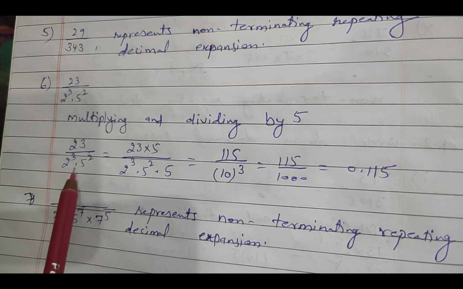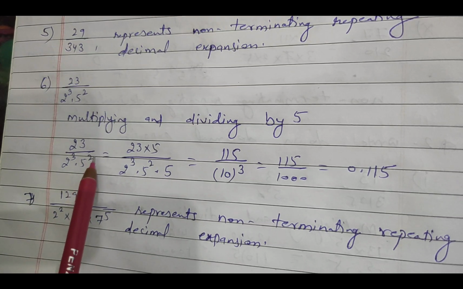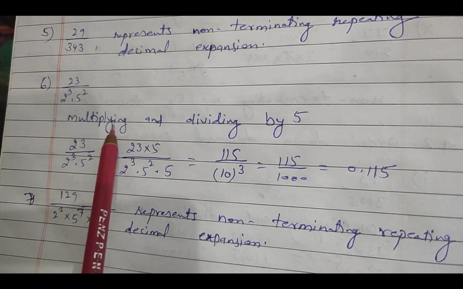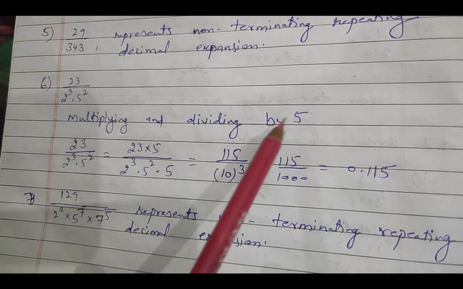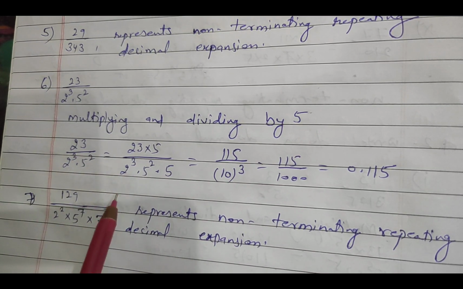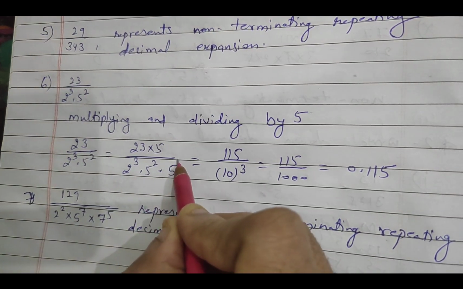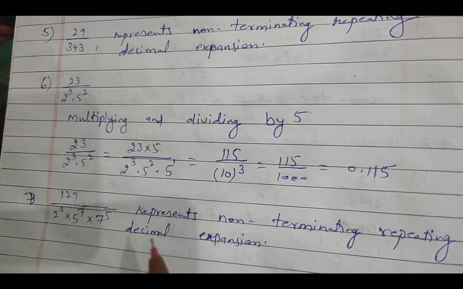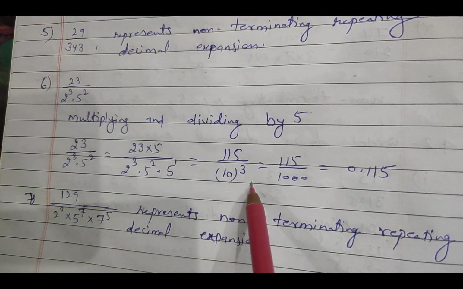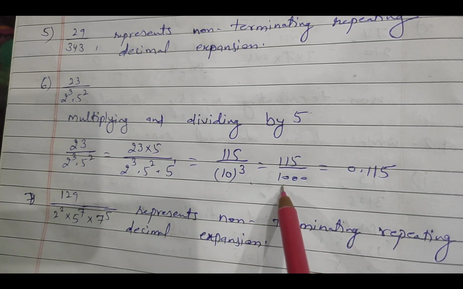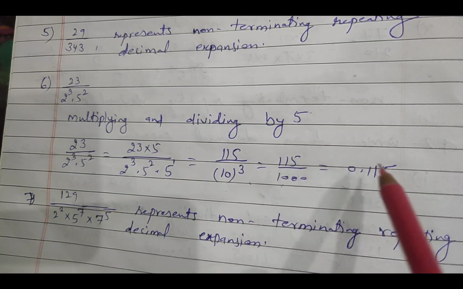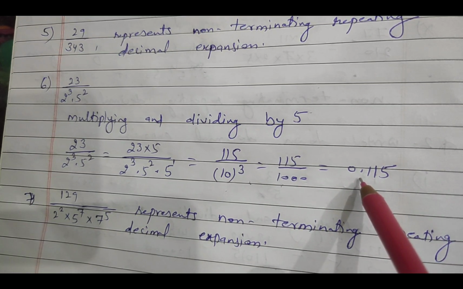So here also I need to make this 5 raised to power 3. So power 2 is already there. What will I do? Only one power is required. So I will multiply and divide by 5. Right? So what happened? 23 into 5 upon 2 raised to power 3 into 5 raised to power 3. Why? Because 2 is already there, multiplied by 1. So 1 plus 2 is 3. Like this I have got 10 raised to power 3. As 3 zeros are there, what will I do? 1, 2, 3. After 3 digits I have put the decimal.